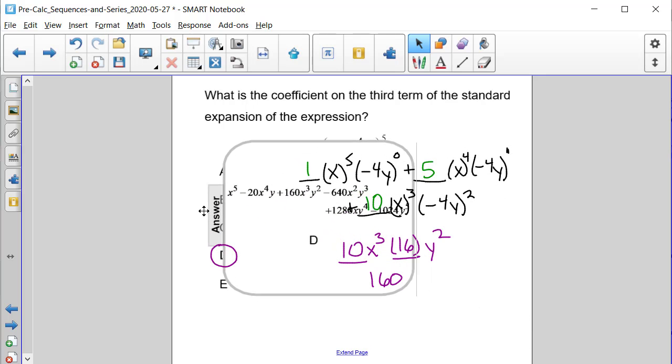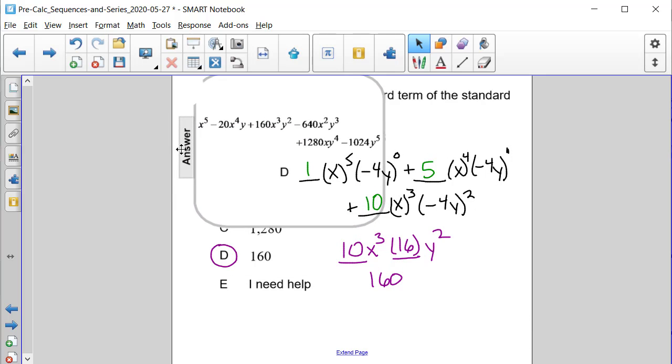Bring this all the way out so you can see the whole expansion. There we go.